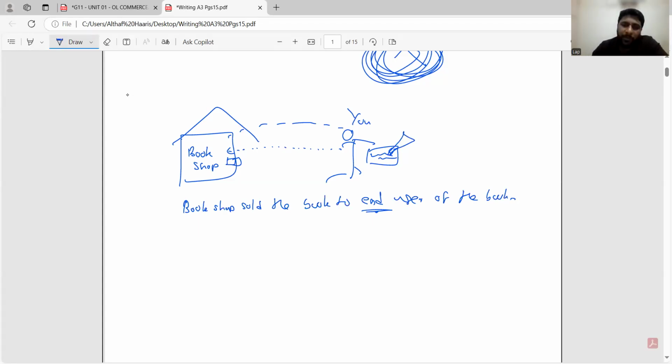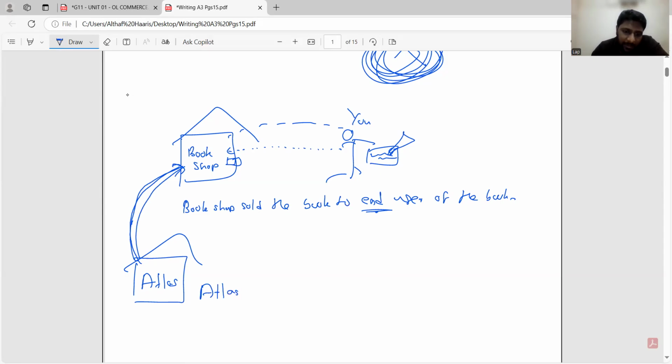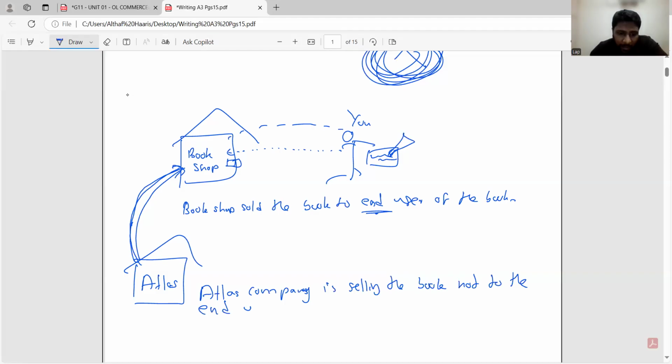This is one example. Now let's take another example. Here we have the Atlas company. Atlas company is selling the books to the bookshop, not to the end user. They are not selling directly to you. Atlas is not directly selling to you, no. Atlas is selling it to the bookshop. The bookshop only is selling it to you.